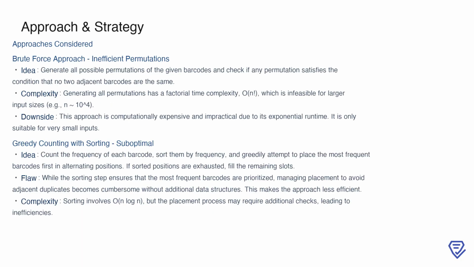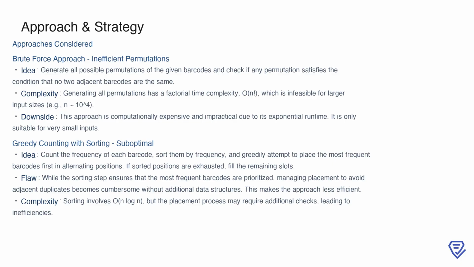To tackle the problem of arranging barcodes such that no two adjacent barcodes are the same, several approaches can be considered. One of the most straightforward methods is the brute force approach, where we generate all possible permutations of the given barcodes and check if any permutation satisfies the condition. While this idea is simple to understand, it is incredibly inefficient. The time complexity is factorial, O(n!), because generating all permutations grows exponentially with the size of the input. For larger inputs, like when n is in the range of 10,000, this approach becomes computationally infeasible and is only suitable for very small datasets.